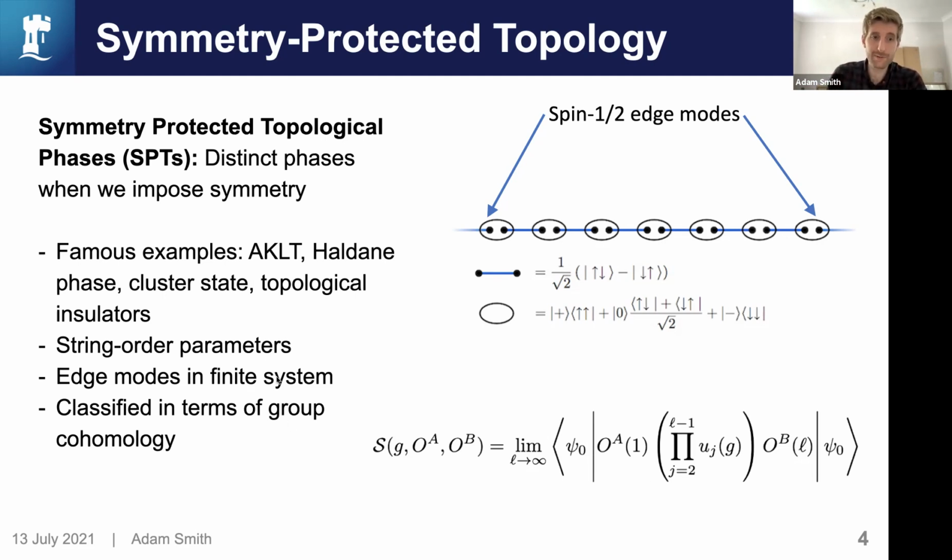Another interesting and potentially useful property of these systems is the localized edge modes that we get when they are in finite systems. This AKLT model example is an example of a spin 1 chain, but if we put it on a finite system, then we end up with dangling spin 1/2 degrees of freedom at the edge. And a lot is known now about these SPT phases, and they can be classified in terms of group cohomology.